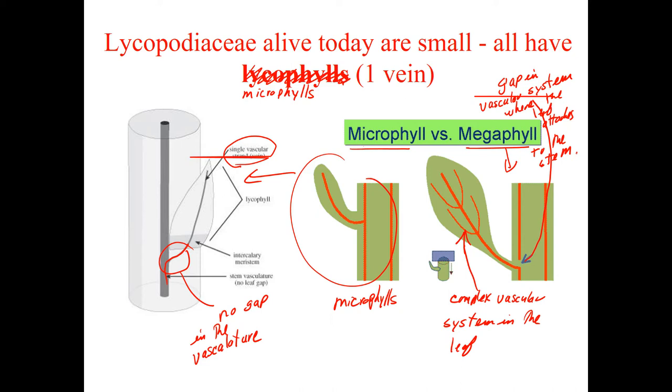It is not just a size difference, or not even a size difference at all, because there can be very large microphylls and very small megaphylls. So microphylls can sometimes be larger than megaphylls, but microphylls always have a single vascular strand and they have no gap where the vasculature of the leaf attaches to the stem, whereas megaphylls have a complex vascular system in the leaf and there is a gap where the vascular system of the leaf attaches to the vascular system of the stem.